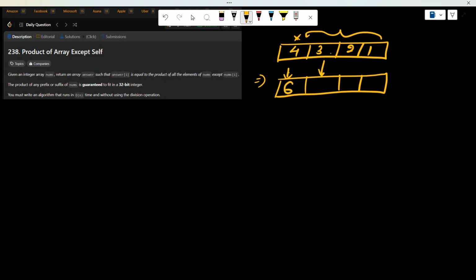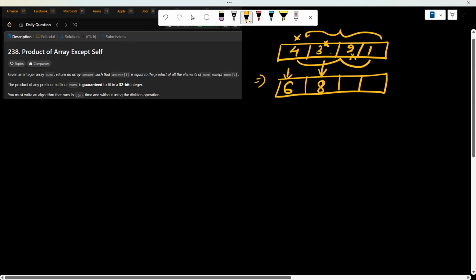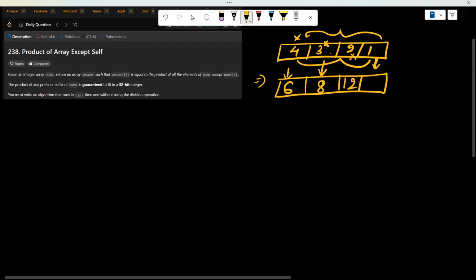For this position, if we want to find the value, except this value, we want to find the product. That is 4 into 2 into 1, that is 8. Similarly, for the remaining two. For this position, we have to skip 2 and find the product of 4 into 3 into 1, that is 12. And similarly for this, except 1, we find the product 4 into 3 into 2, that is 24. So we have to return this array.